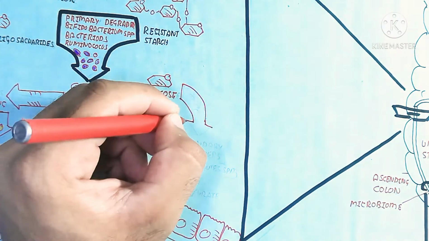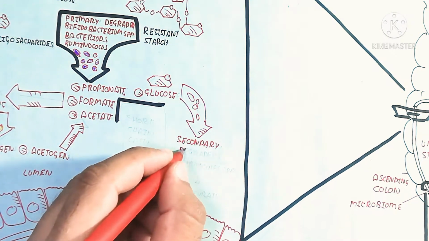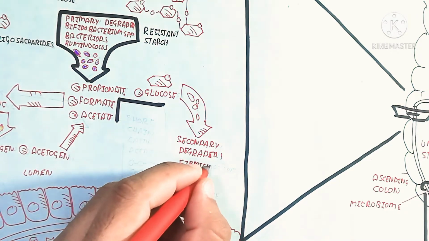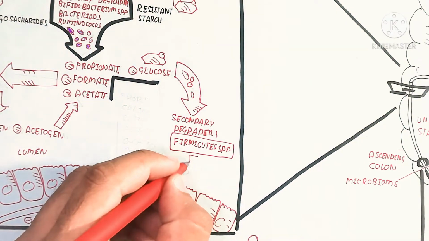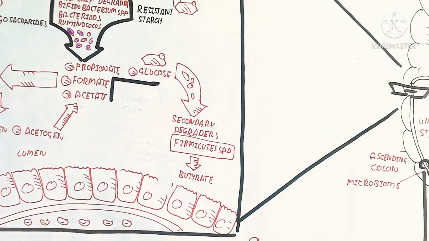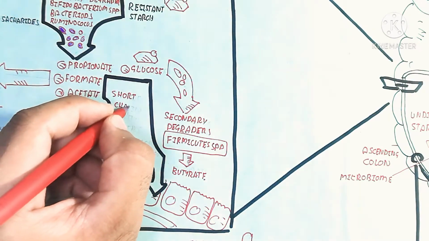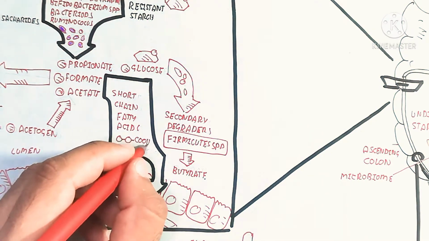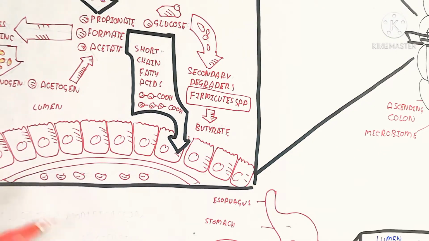So here glucose is also produced, and this glucose is separated by the primary degraders. These primary degraders are then followed by the secondary degraders, the Firmicutes species, which convert it into butyrate, and butyrate is basically a short chain fatty acid. So the short chain fatty acid plays an important role as an antioxidant as well as a quick energy source for the brain as well as the heart, etc.